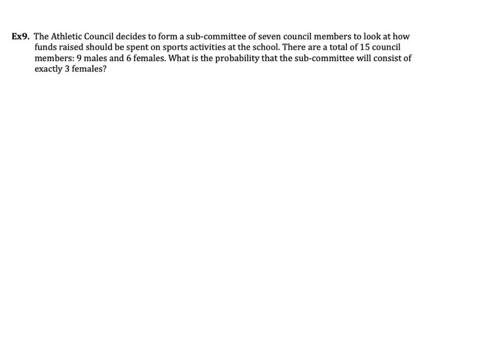Our last question. The Athletic Council decides to form a subcommittee of 7 council members to look at how funds raised should be spent on sports activities at the school. There are a total of 15 council members, 9 males and 6 females. What is the probability that the subcommittee will consist of exactly 3 females? Well, we want a subcommittee, it has to be exactly 3. We are going to have 7 altogether.